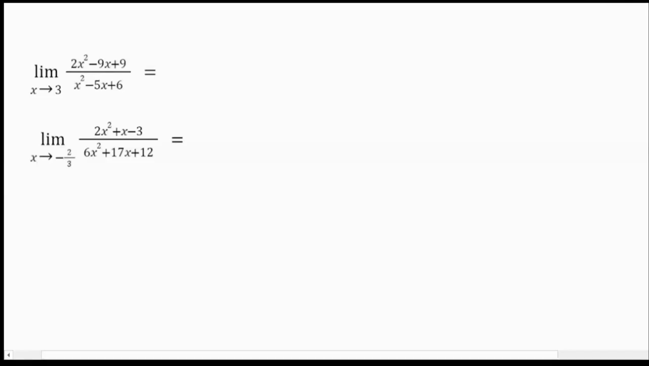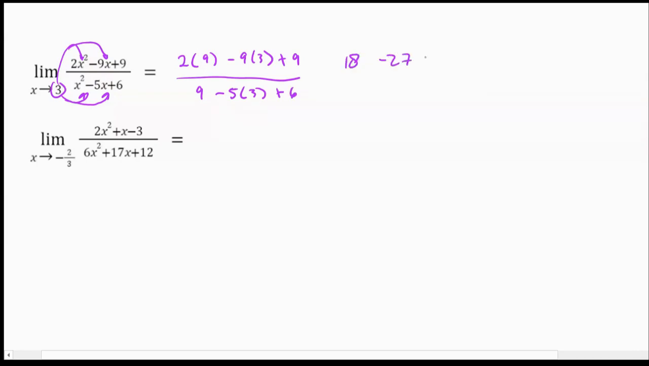Here we're asked to evaluate the limit of these two functions here. So the first thing that I do anytime I'm trying to evaluate a limit is plug in the value that I'm approaching, right? So I'm going to plug in 3 for this one here. I get 2 times 9 minus 9 times 3 plus 9 over 3 squared, which is 9, minus 5 times 3 plus 6, 18 minus 27 plus 9 minus 15 plus 6. And what I end up getting here is 0 over 0.